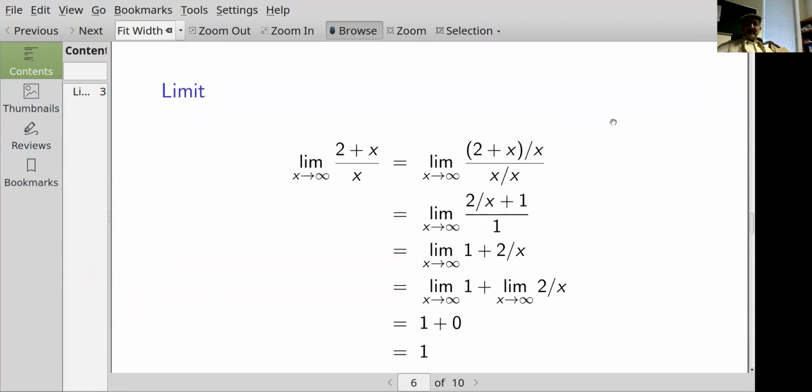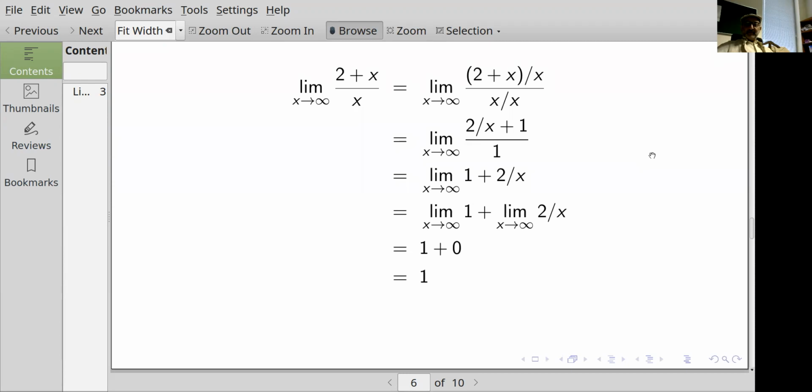Consider another one. The limit as x goes to infinity of (2 + x)/x. If we divide by x on both sides, we're not dividing by 0 because we're taking very large positive numbers. We would get the limit as x goes to infinity of (2/x + 1)/1. Then that gives us the limit as x goes to infinity of 1 + 2/x. You can use the same rules as before. The limit of the sum is the sum of the limits provided that the individual limits exist. So that's the limit as x goes to infinity of 1 plus the limit as x goes to infinity of 2/x. That's 1 + 0, which is equal to 1.